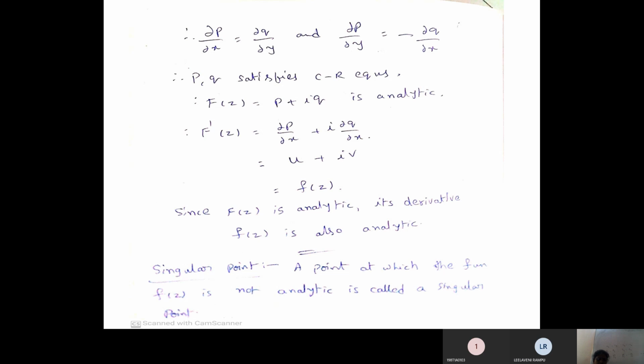Next, singular point. What is meant by a singular point? A point at which the function f of z is not analytic is called a singular point.